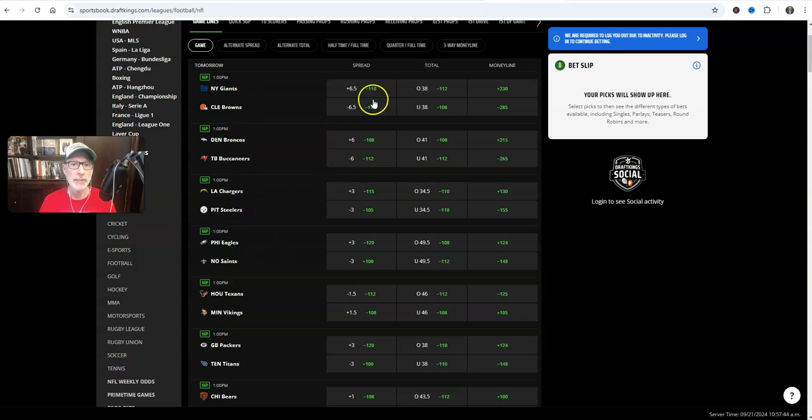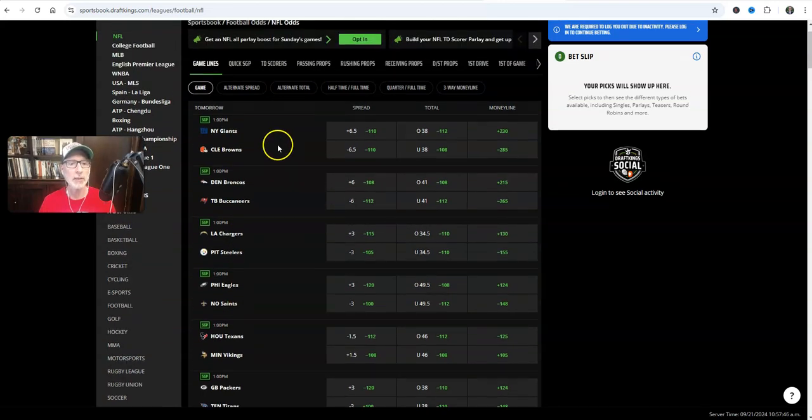And here's all the games, and here's the spreads. Now, if you know anything about sports betting, you know that the bookies, the odds makers, will favor one team over the other. Let's just take this New York Giants versus Cleveland Browns game here. What the spread is telling you is that the Cleveland Browns are favored by 6.5 points, meaning that the odds makers have figured that the Browns should win the game, but they're going to win the game by 6.5 points.